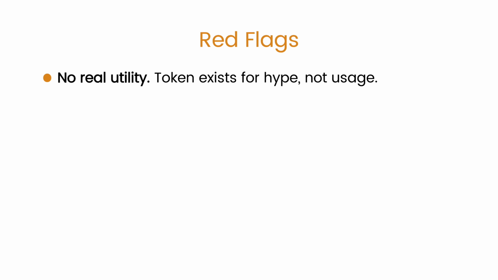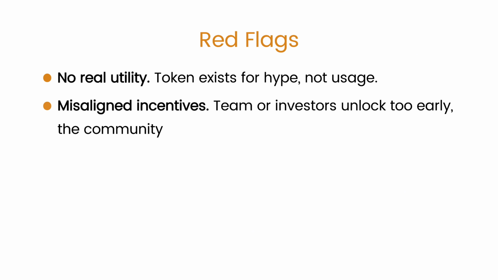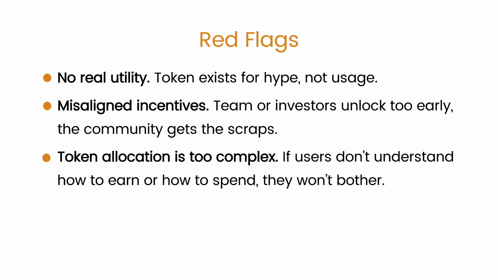Now, let's cover a few red flags. These kill projects all the time. Red flag number 1, no real utility. Token exists only for hype, not usage. Red flag number 2, misaligned incentives. Team or investors unlock too early and community gets the scraps. Red flag number 3, token allocation is too complex. If users don't understand how to earn or how to spend, they won't even bother.